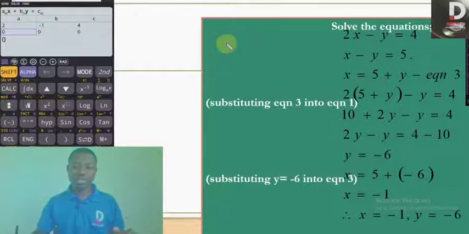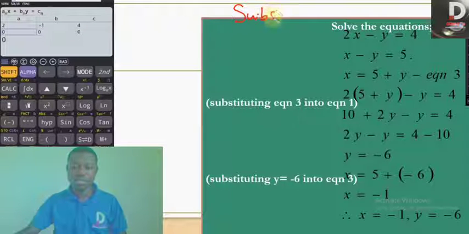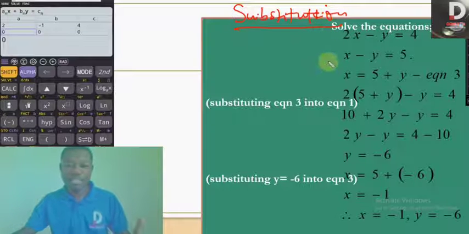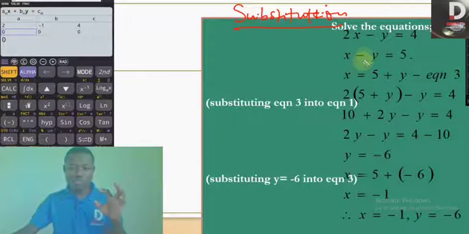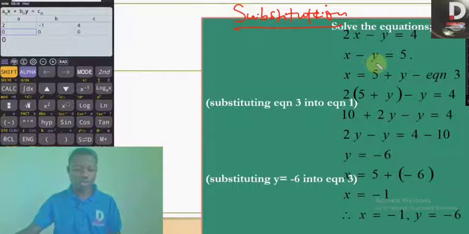Alright, to solve it manually, let's start with the substitution method. It comes from the word substitute. So substitution method, that's step 1. Like the name sounds, you make one of the variables the subject from one of the equations. It's your choice. You can choose equation 1 or equation 2.